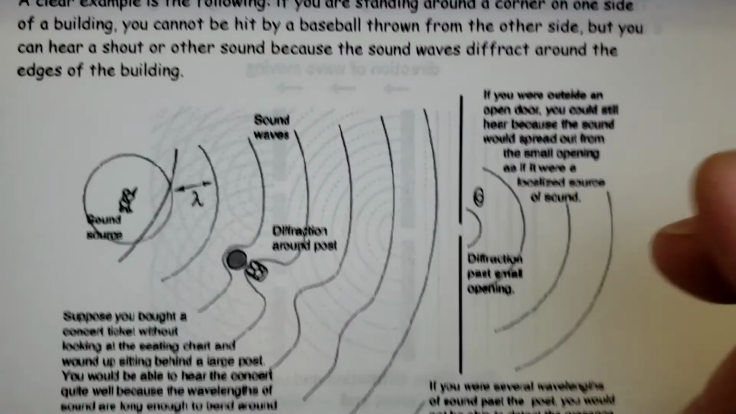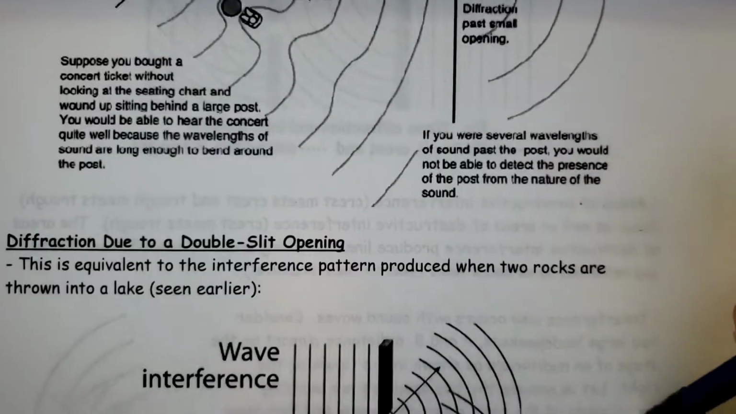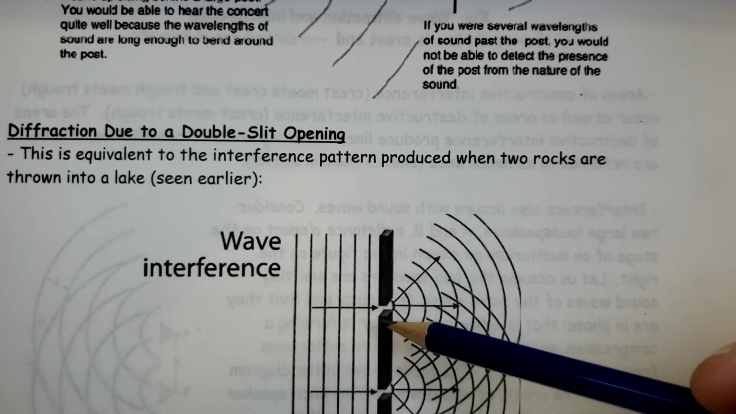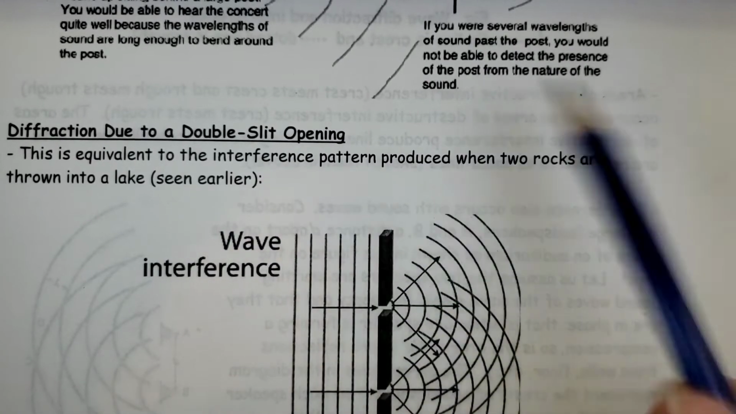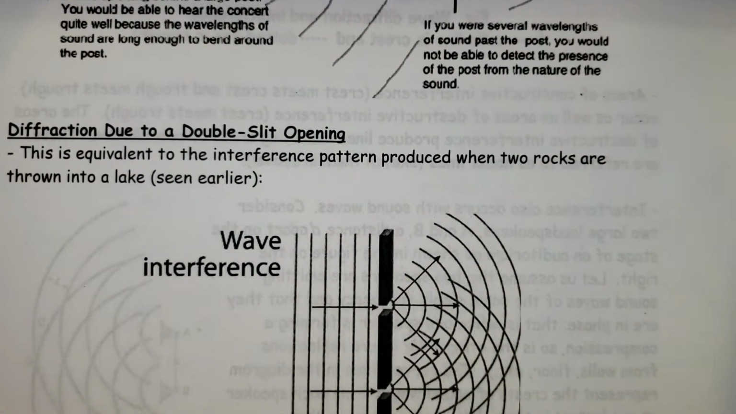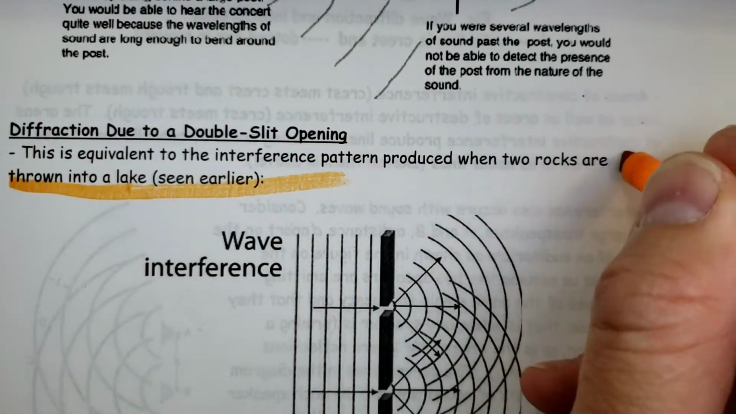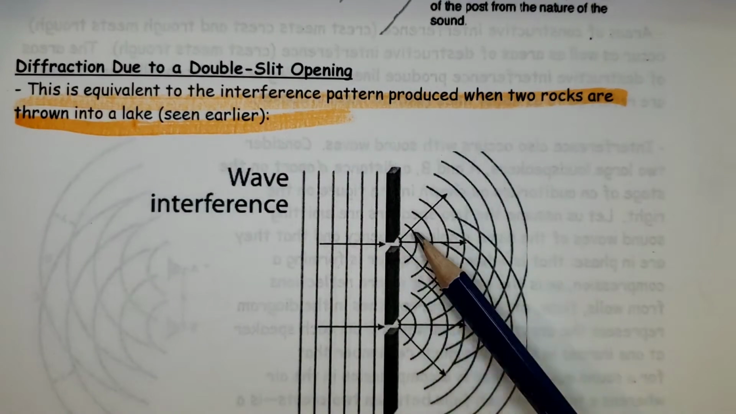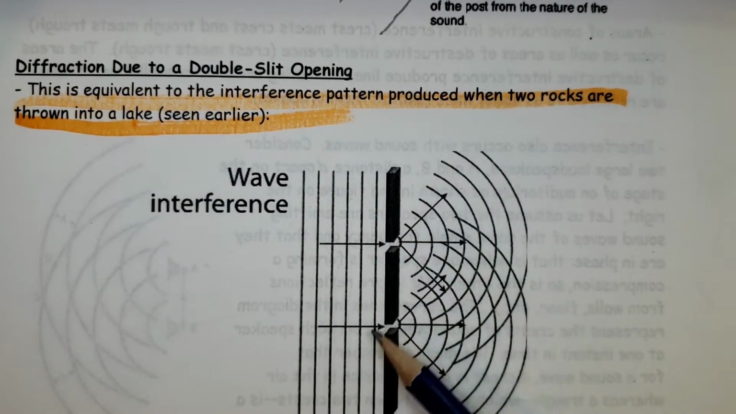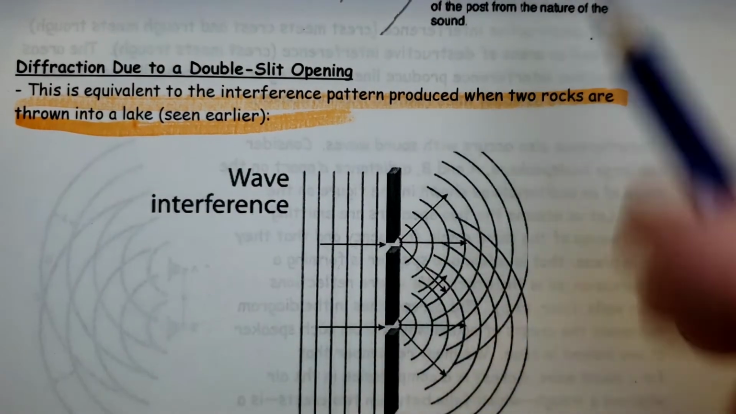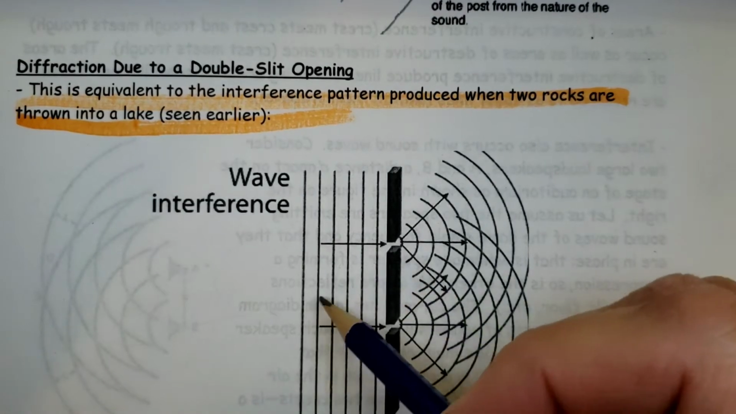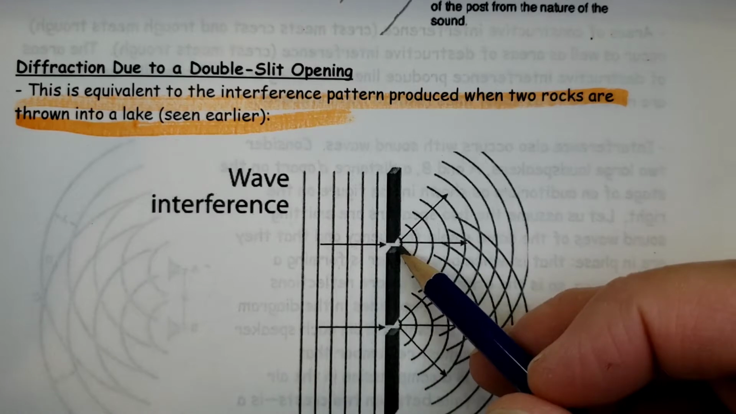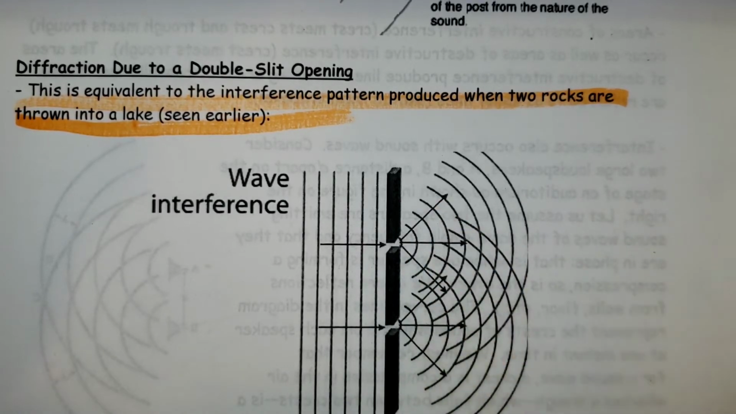All right, let's look a little bit at what we talked about in the simulation. So diffraction due to double slit opening, we just looked at that. This is equivalent to the interference pattern produced when two rocks were thrown in. So yes, the resulting pattern is almost as if I were making a point source at these two locations. So the straight waves come up, waves pass through the slit, and yes, bending around the corner.